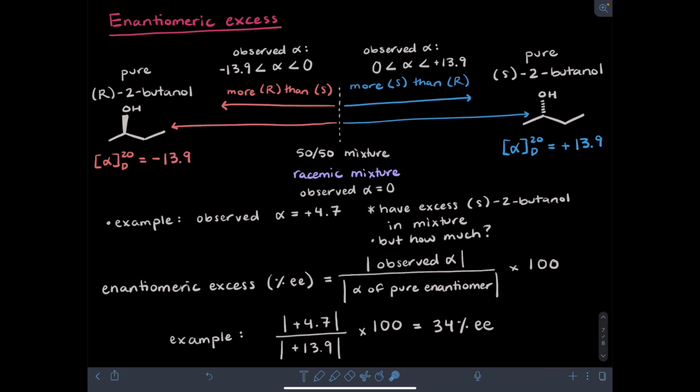To summarize, this video talked about the fact that enantiomers rotate plane polarized light, and they will rotate that light by the same amount but in opposite directions. I talked about how polarimetry is performed, samples being optically active or inactive, and I talked about the concept of enantiomeric excess. That's it for this video.